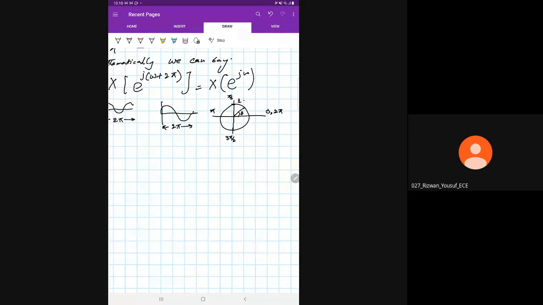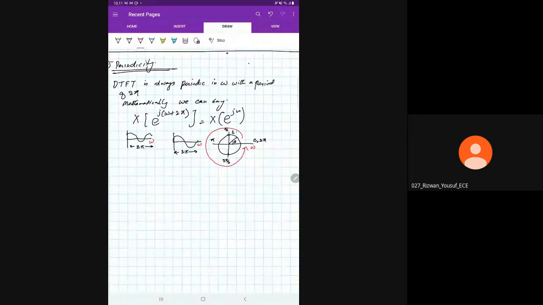So after 2 pi, all exponential functions return to the original place. So they are also periodic with omega equal to 2 pi. So for a period of 2 pi, all sinusoids are periodic. So we can say e raised to power j theta will be equal to e raised to power j theta plus 2 pi. That is also the same thing.